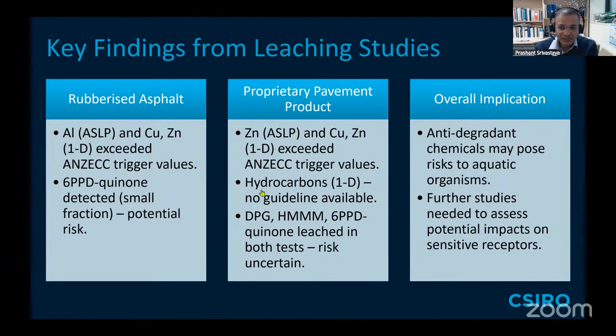So while our study indicated the potential for some rubber-derived chemicals to pose risk to aquatic organisms, we need more research to assess the actual harm to sensitive receptors under real-world scenarios. This study also highlights the importance of understanding the chemical leaching profiles of recycled materials and ensuring that appropriate risk management frameworks are in place.